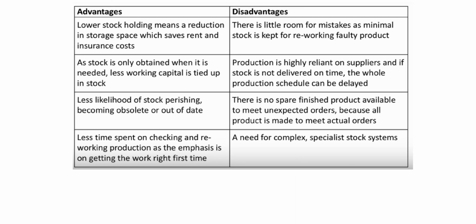Production is highly reliant on suppliers, as I've already mentioned. If they are late for whatever reason, then it's going to cause a lateness for you, and therefore, even more important, it's going to cause delays for your customer, and that's going to reduce customer satisfaction. And there's no spare finished products available to meet unexpected orders. So if there was a massive fluctuation in demand, and all of a sudden there's a peak in demand, you might not have the stock to fill the order, because there will be some waiting time. And also a need for complex specialist stock systems.